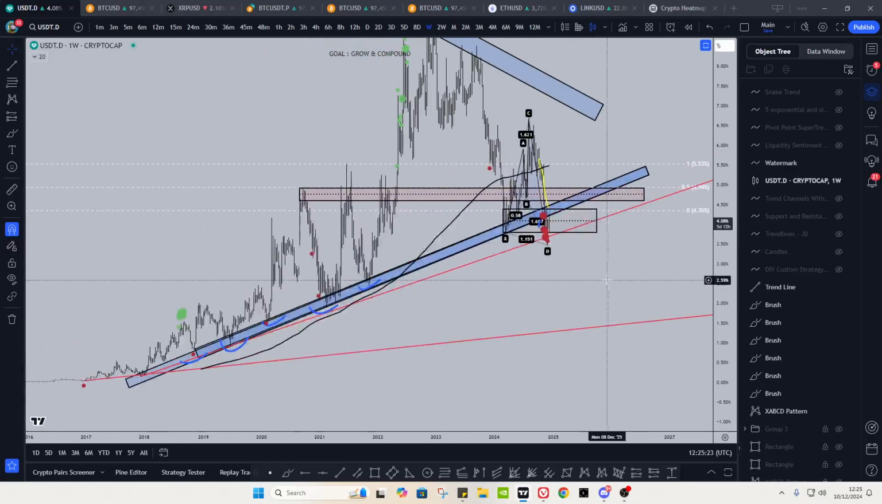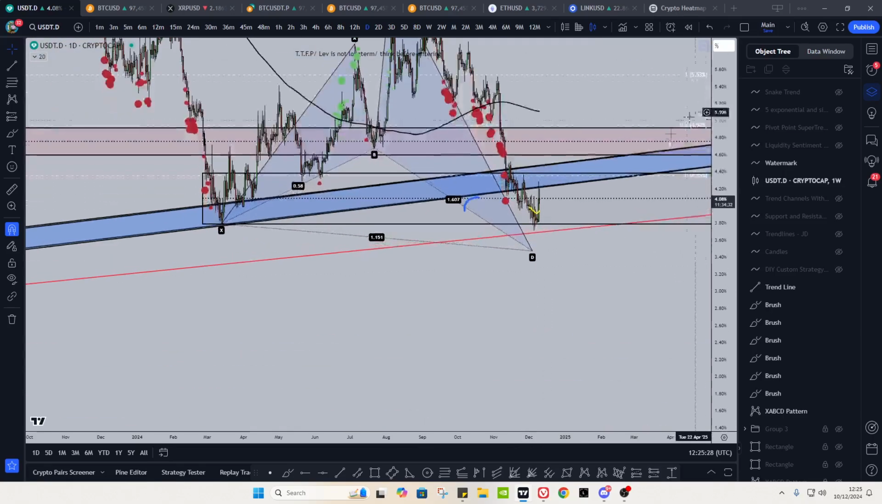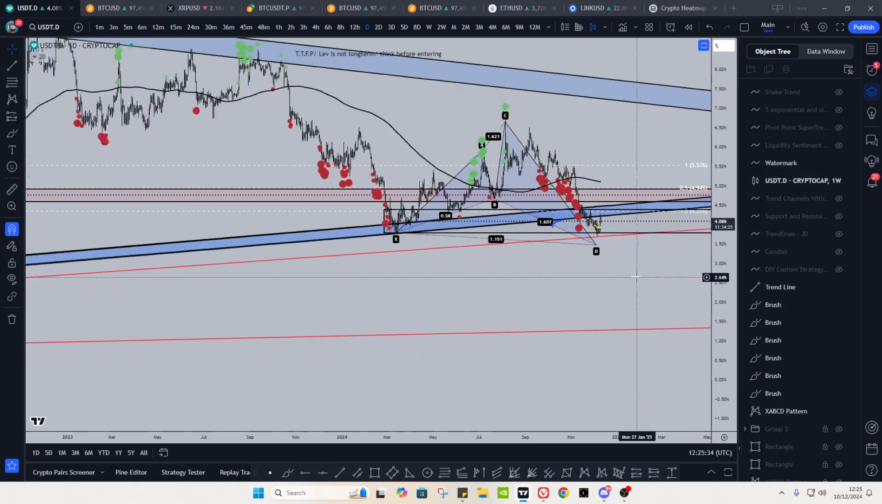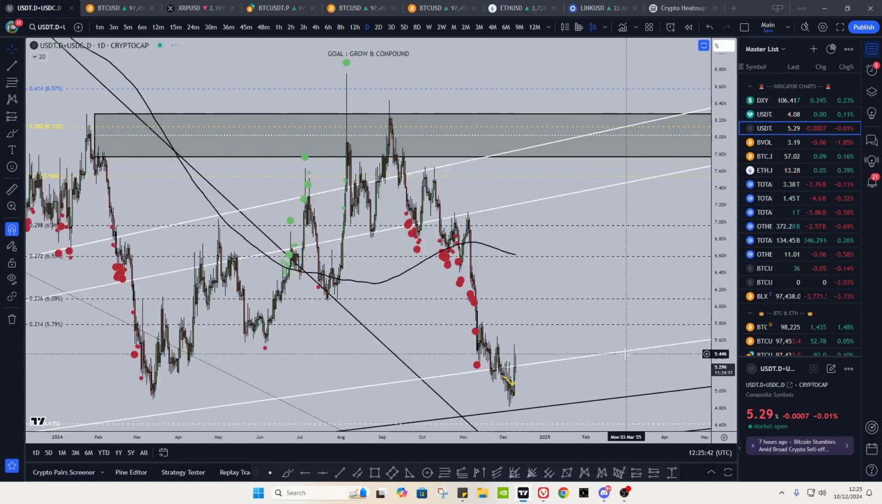Right now, you're below your 200-day EMA. You're below your VWAP. You're trying to reclaim your daily VWAP, but you're below your daily 200 as well. So, in all honesty, everything's fine on the USDT dominance. We just want to see this bleed over time. Just see it bleed.